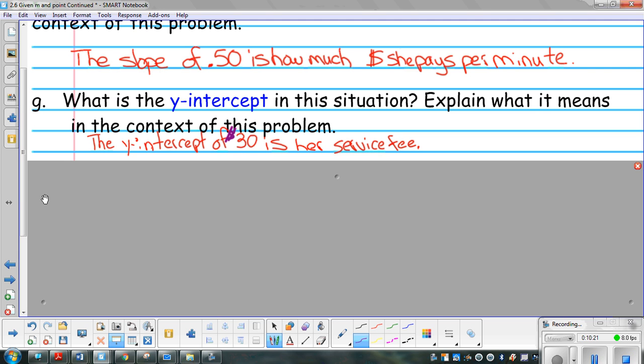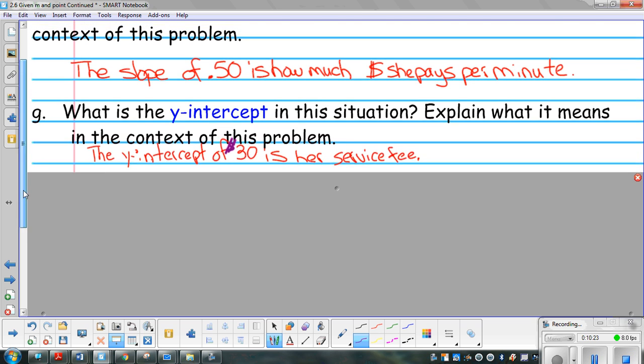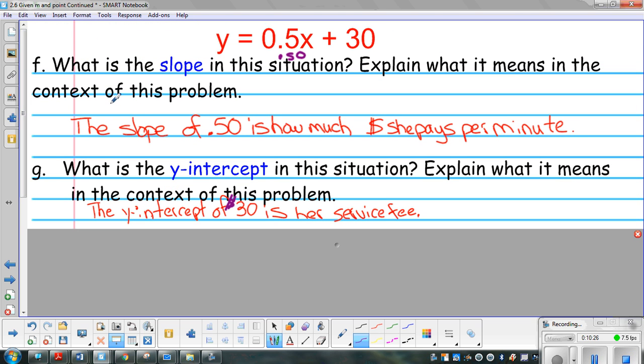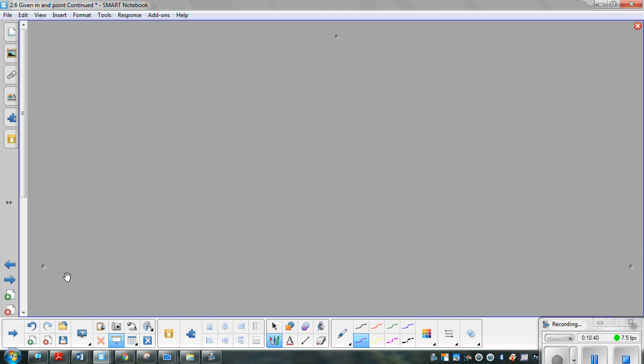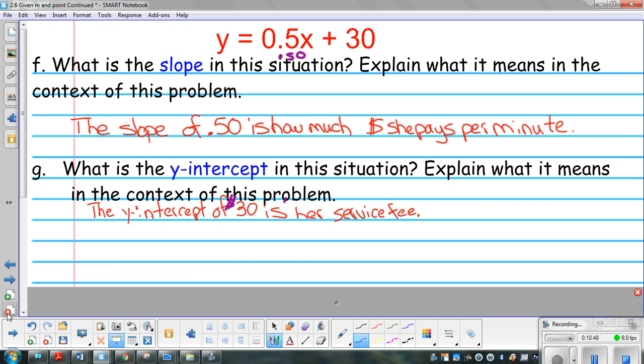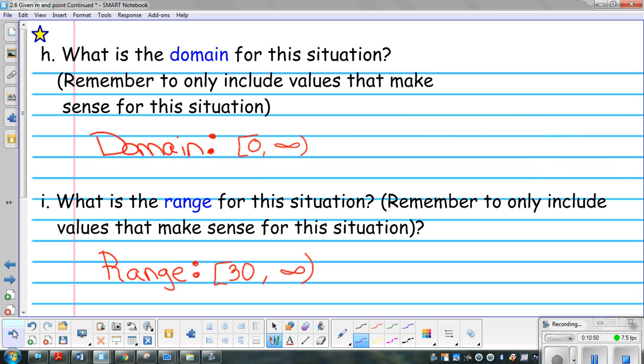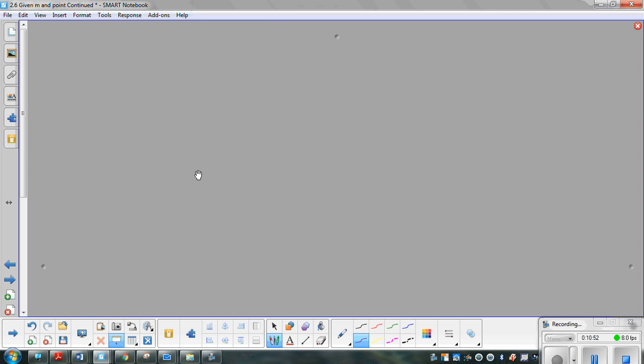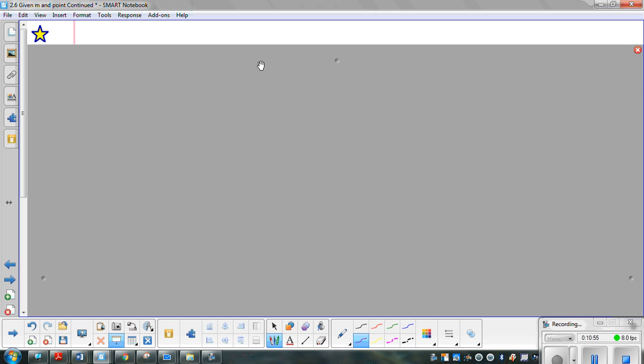So part of today's lesson is not just can you write an equation and graph it, do you actually understand what it means in context of the situation? So the slope is the rate that she's paying per minute. The y-intercept represents her starting cost, her one-time service fee. So once you have those written, feel free to move on to the next slide. The next question is the domain and range, and then we will be done with Shelby's problem.